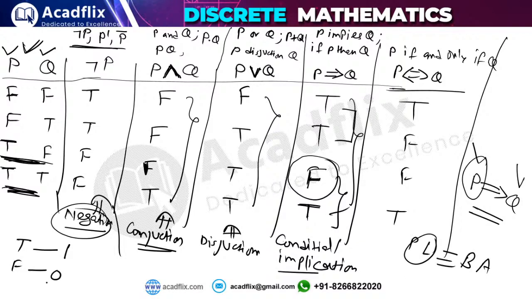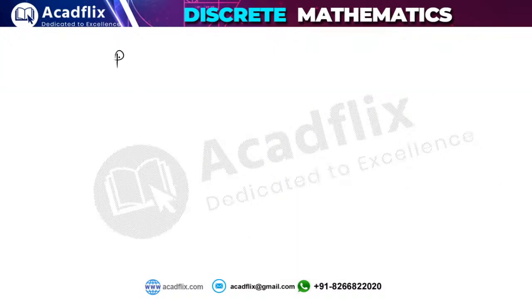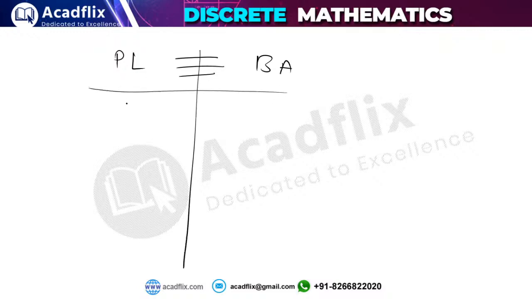So basically, let me give you this. I am saying that propositional logic is equivalent to Boolean algebra, and let me give you the complete description. In propositional logic, wherever we use T meaning true, in Boolean algebra we will use 1. In propositional logic, wherever we use false, in Boolean algebra we will use 0. In propositional logic we use negation of P. In Boolean algebra we will use P bar.